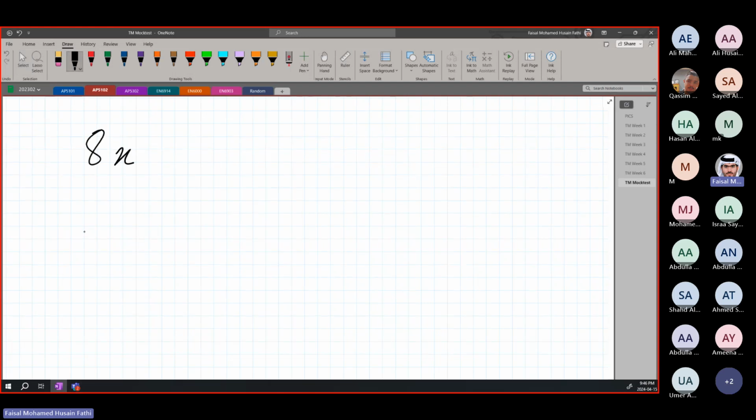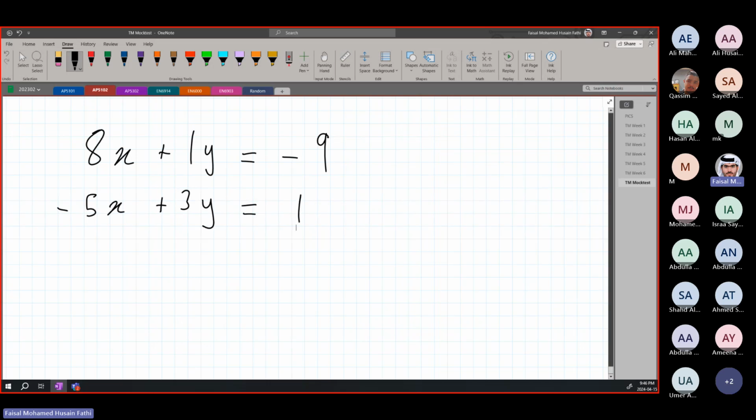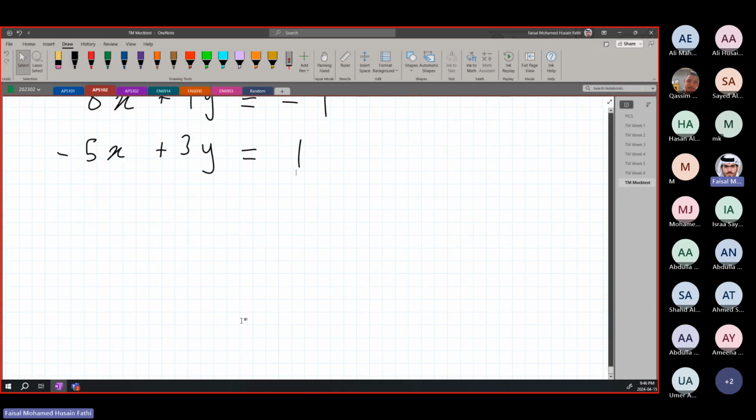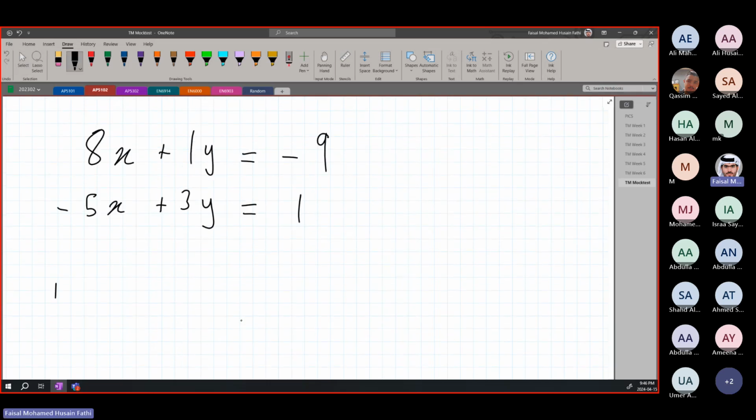So this question is 8x plus 1y is equal to -9, and -5x plus 3y is equal to 1. All right, that is the question. So the first part, it says find the determinant D. So it's telling you step by step what to do. So part A is find the determinant D. How do we do that?